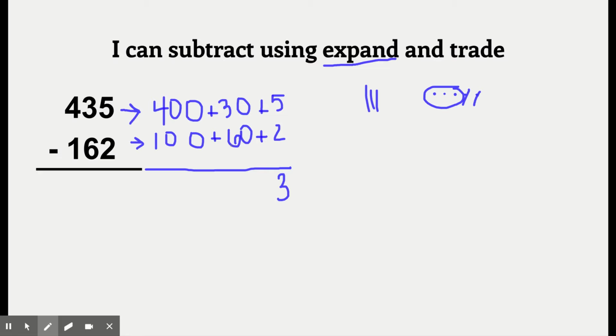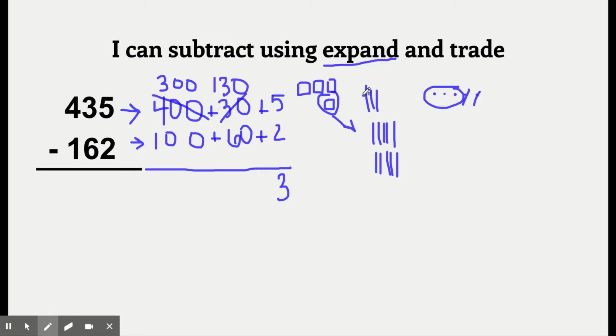I don't have enough. When I think back to my picture, I remember I had 4 hundreds, and so I took one of my hundreds and I gave it to my tens. So instead of 3 tens, I was left with 13 tens, which is the same as 130. I could take away my 6 tens, and I was left with 70.